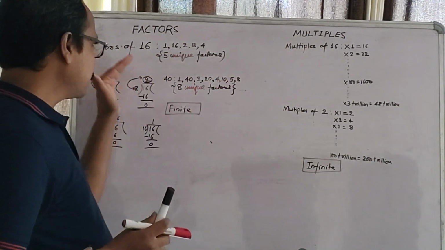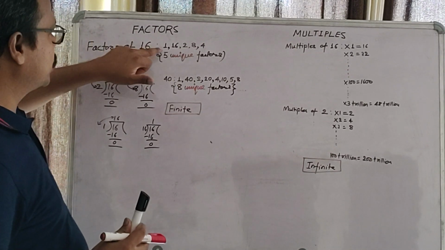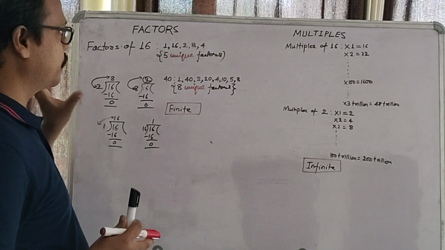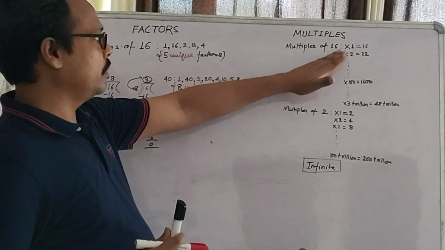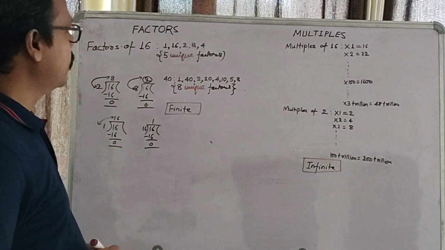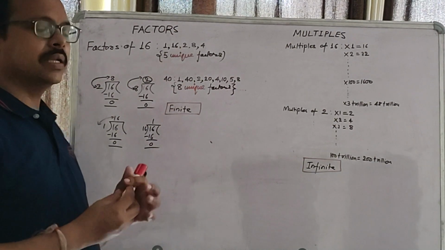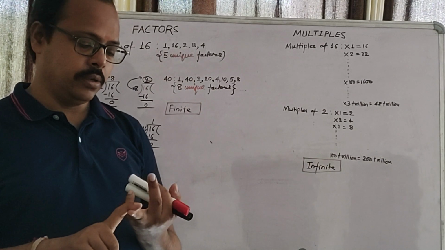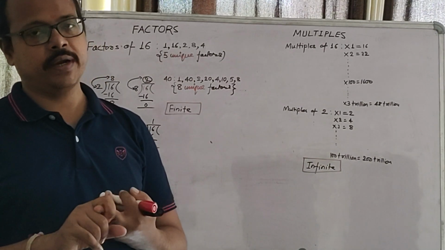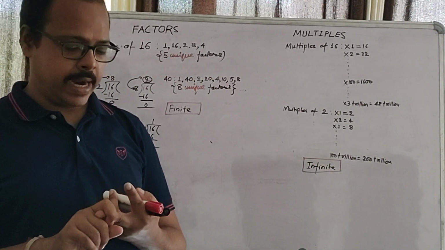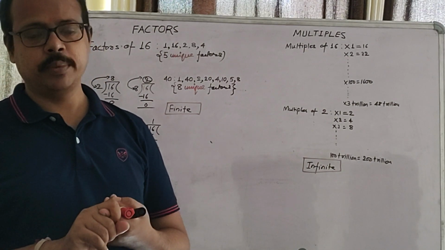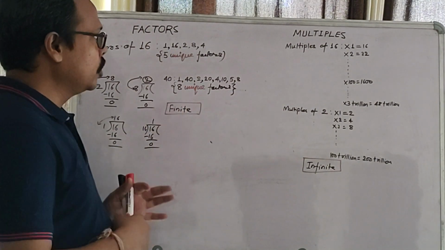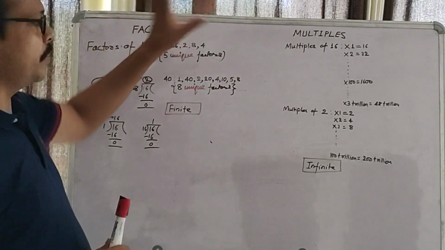Right? So what is a factor? A factor is something you take and multiply by something, and you will get 16. Right? And this is how we calculate multiples. So this was all about the basic understanding of what is a factor, what is a multiple, what are the different unique factors of a number, and what are the total number of multiples of a given number. We discussed finite, infinite. So that's all about factors and multiples.